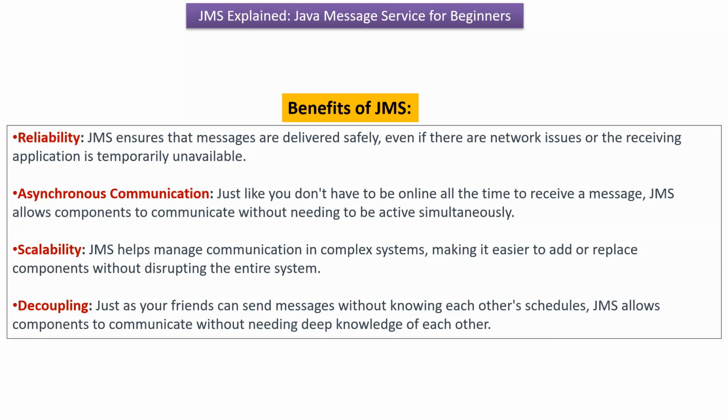Third point is scalability. JMS helps manage communication in complex systems, making it easier to add new components or replace existing components without disturbing the entire system. Fourth point is decoupling. Just as your friends can send messages without knowing each other's schedule, in the same way JMS allows components to communicate without needing deep knowledge of each other.